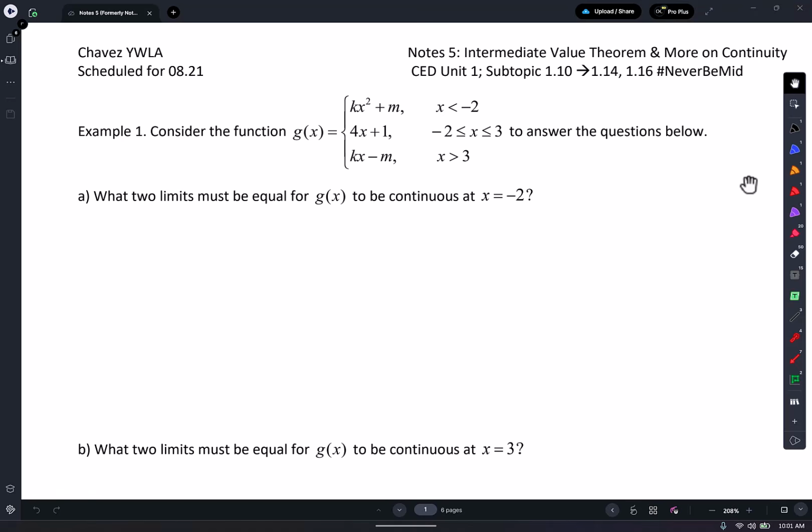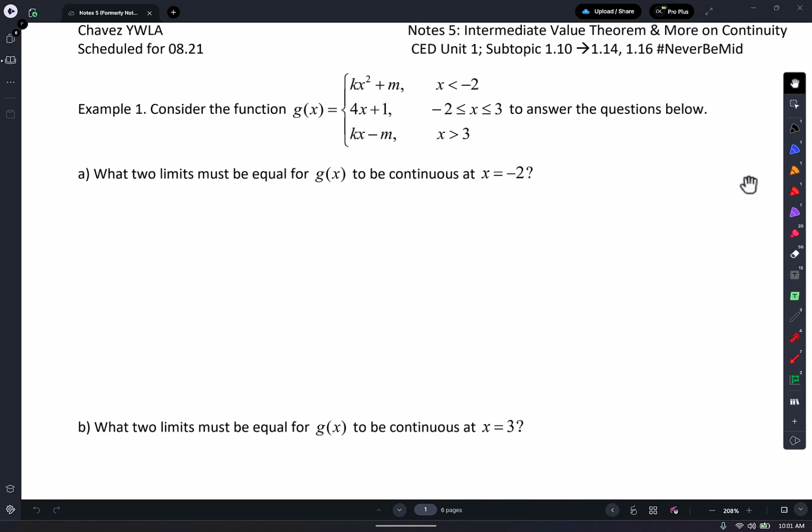Intermediate value theorem and more on continuity. So here's our first example. We're just going to go right into it. It says consider the function, and now it's a piecewise function. Hopefully we're getting really good about pieces. To answer the question below, what two limits must be equal for g of x to be continuous? Of course, you need more than just the two limits to be continuous.